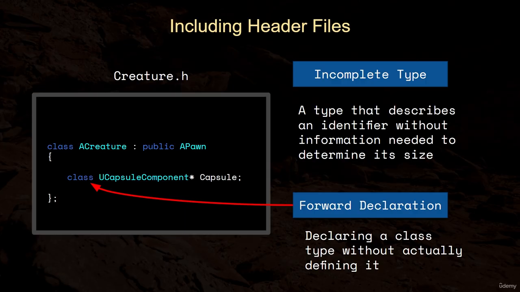We can only create a pointer of this type, but we can't do things like access member variables or functions, or create an actual object of this type. We don't have any of that information. All we know here is that this is a pointer.